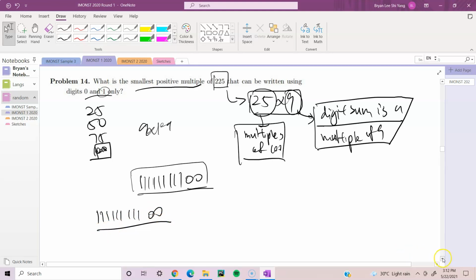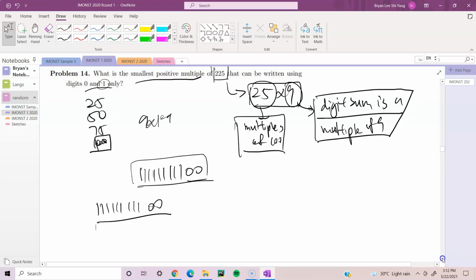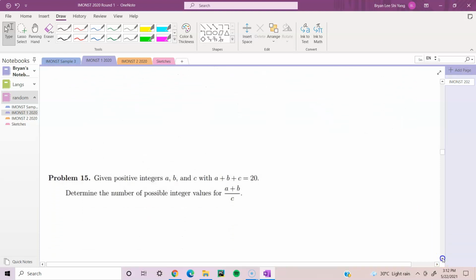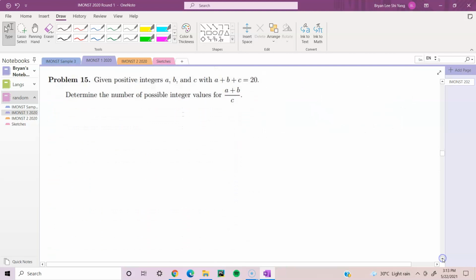Okay. If you guys have any more questions, you guys can write down in the comments below. I'll try my best to answer them. So now problem 14 done. We can look at problem 15.